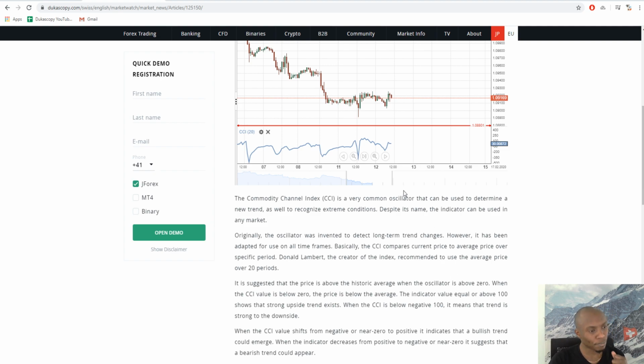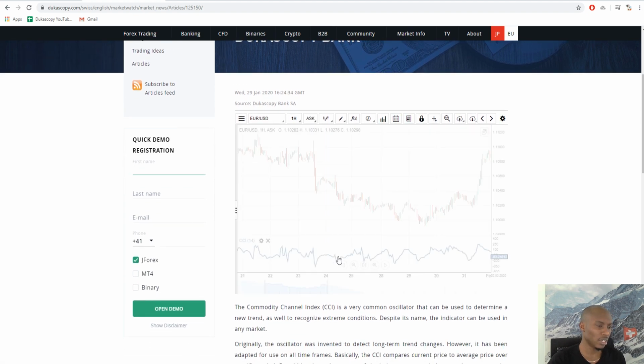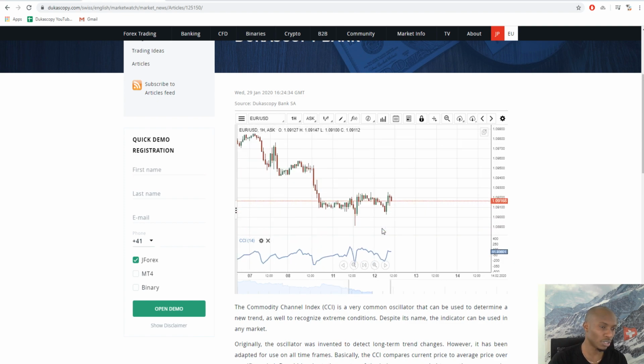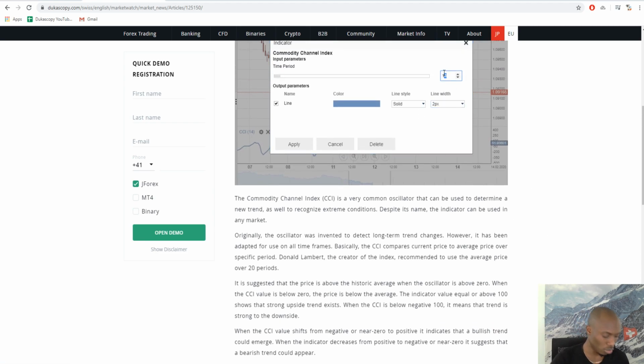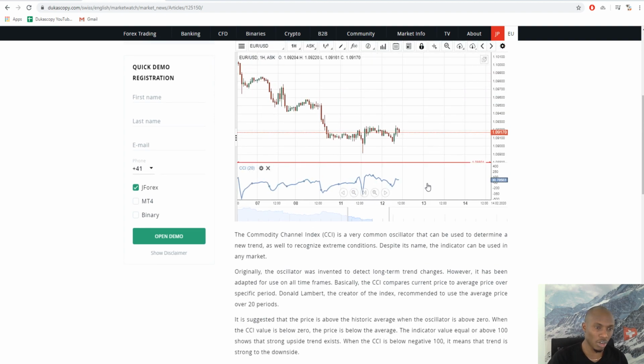Donald Lambert recommends the 20 period moving average, but in the Dukascopy platform, I think the default is 14. If you are using the Dukascopy platform to do your analysis, the default is 14. You can change it whichever way you want, so it depends, but we have the default 14. But Donald Lambert said that we need to use 20, so I'll put 20 there.